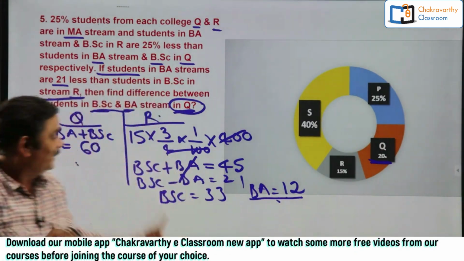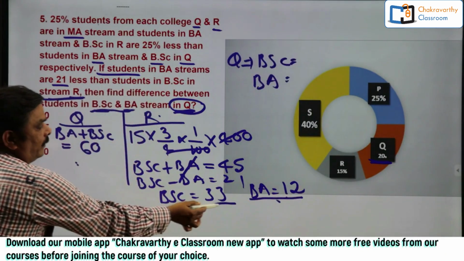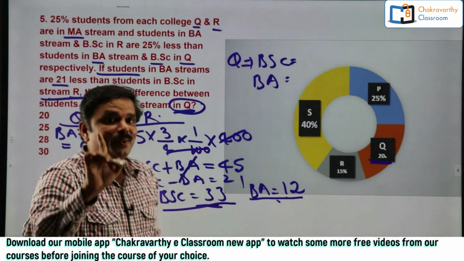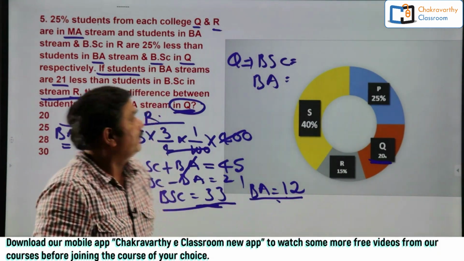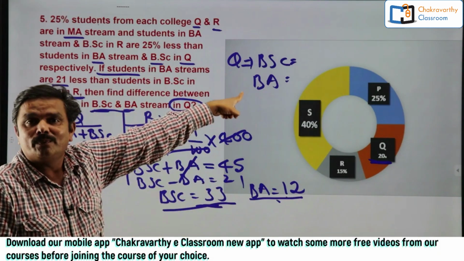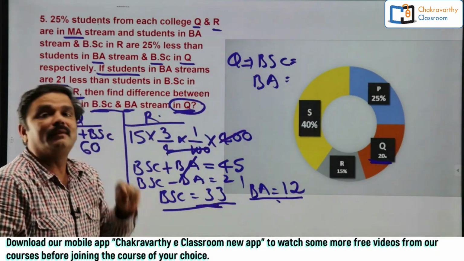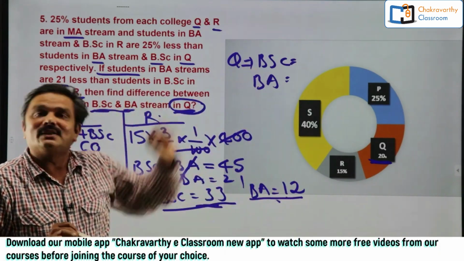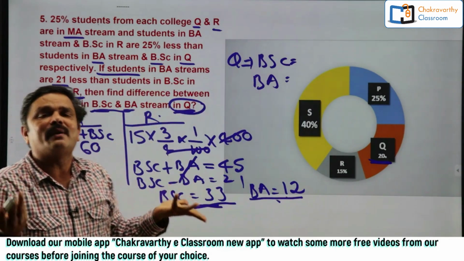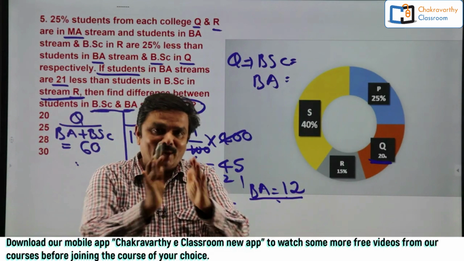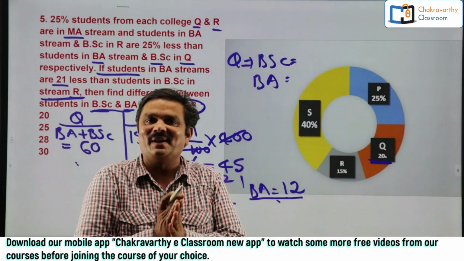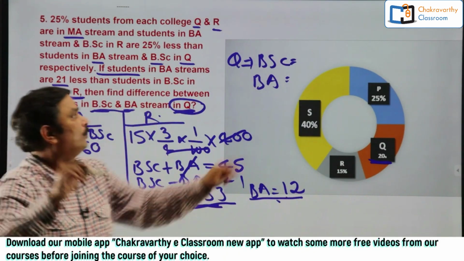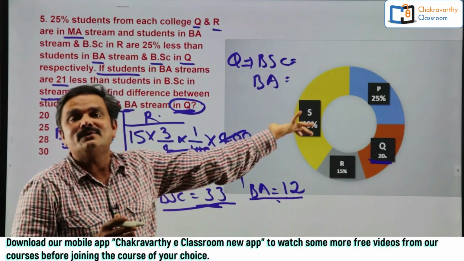Now you got the idea, right? In the similar way, so BSc students are 33 in college R. This 33 is how much less than? 25% less than BSc students in college Q. That means here this 33 is 75% of this figure. 75% is nothing but 3 by 4. I'm just explaining very comprehensively so that everybody can understand this one. So this figure is 3 by 4th of this figure. Now what is this figure?